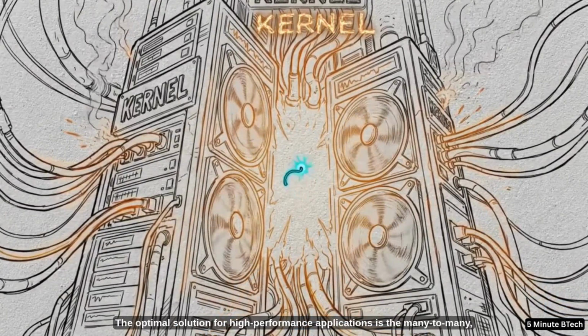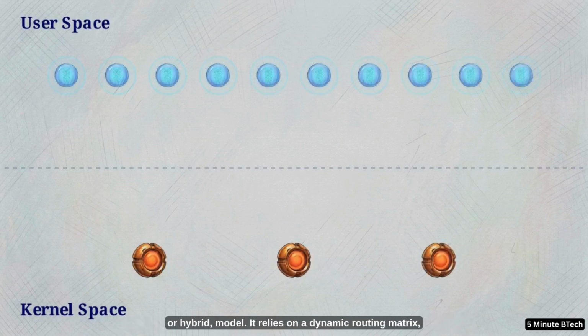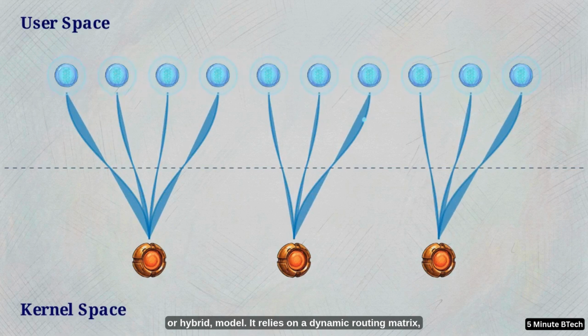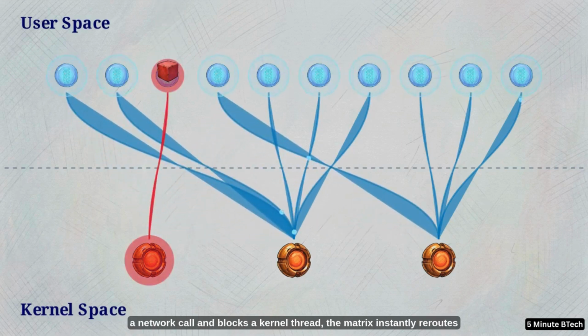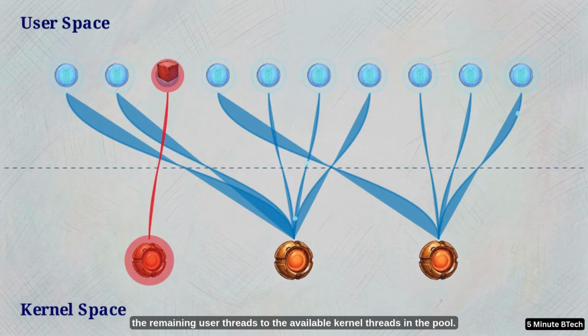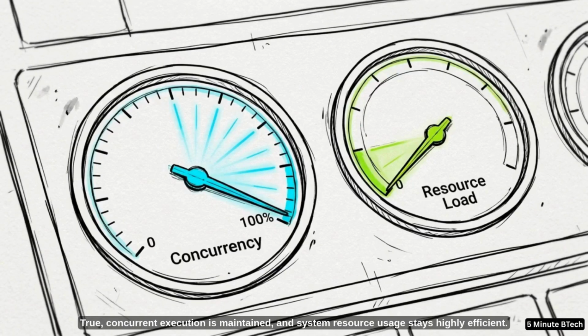The optimal solution for high-performance applications is the many-to-many, or hybrid model. It relies on a dynamic routing matrix, allowing a vast array of lightweight user threads to share a smaller, flexible pool of kernel threads. If a user thread makes a network call and blocks a kernel thread, the matrix instantly reroutes the remaining user threads to the available kernel threads in the pool. True concurrent execution is maintained, and system resource usage stays highly efficient.